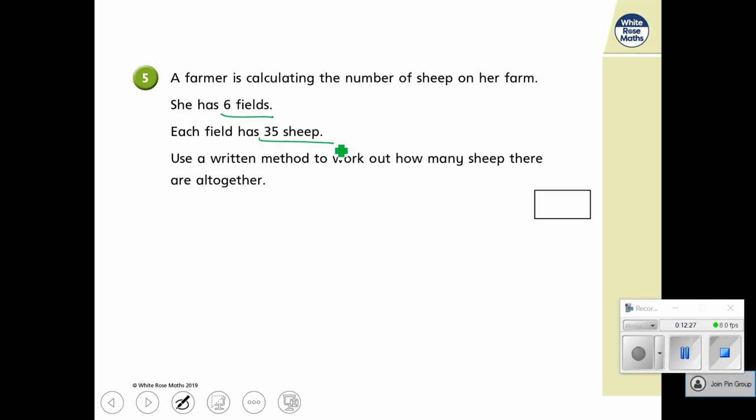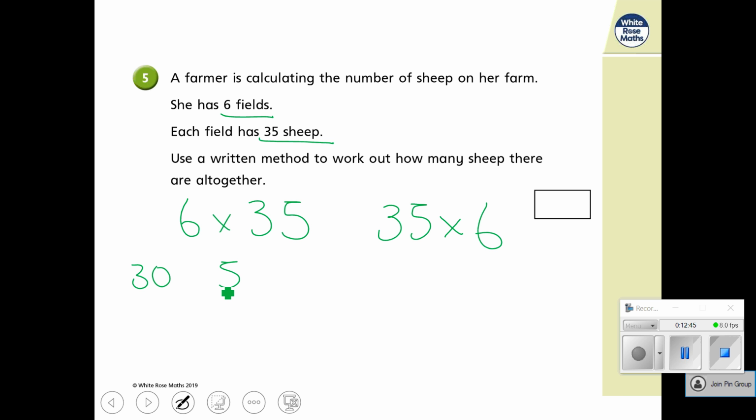Well, the calculation we're doing is 6 groups of 35 or 35 groups of 6. So all I'm going to do to answer this question is partition my 35 into 30 and 5, and I'm going to do 30 multiplied by 6, and I'm going to do 5 multiplied by 6 to get my answers. 30 times 6 is 180. 5 times 6 is 30. So our answer is 210.